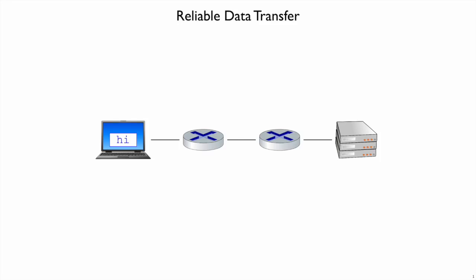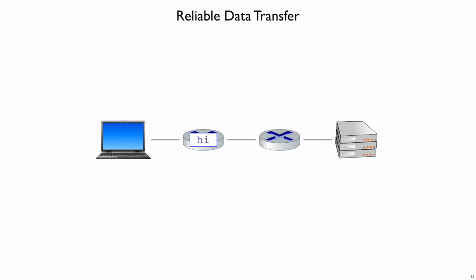Trying to get a message from one host on a network to another host, like from the laptop to the server here, there are a number of things that could go wrong. Maybe the server disappears, or maybe some part of the network that reaches from the laptop to the server disappears. Those are problems that we can't do much about, and we're not really going to try to address those today.